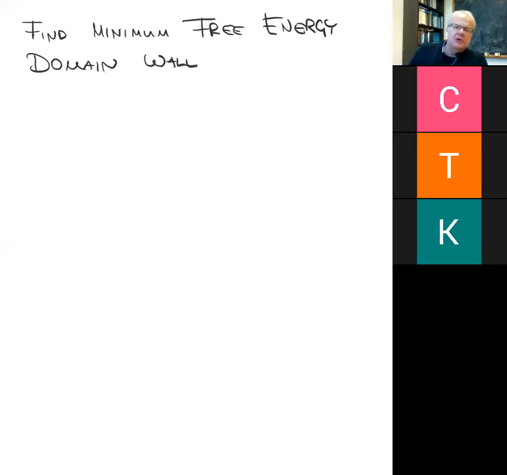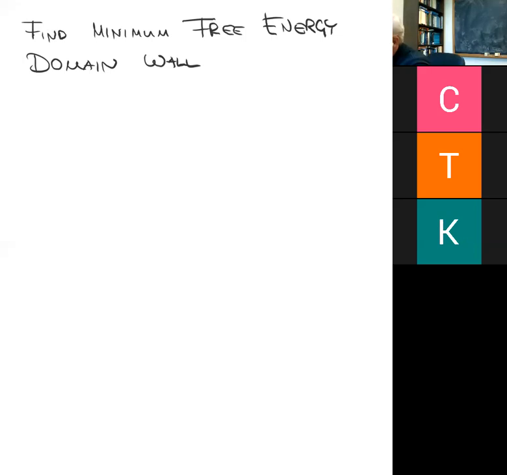Okay, and why do we want minimum free energy? Because again, free energy is like a Boltzmann factor. So the one with the lowest free energy is the one that you're most likely to find in an actual system. There may always be thermal fluctuations that go to even higher free energies, but the one you're most likely to see is a domain wall that has the minimum possible free energy.